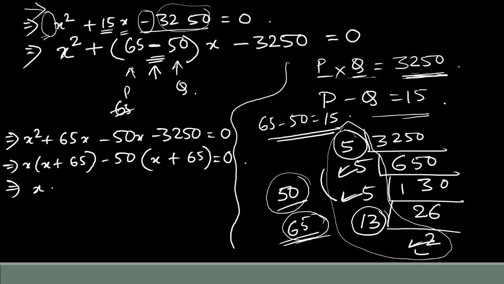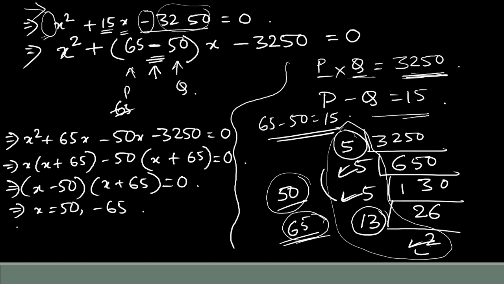This means (x minus 50) times (x plus 65) equals 0. From here you get x equals 50 or minus 65. Now since x cannot be minus 65, therefore x equals 50. Now this is your answer. Just write a proper answer.